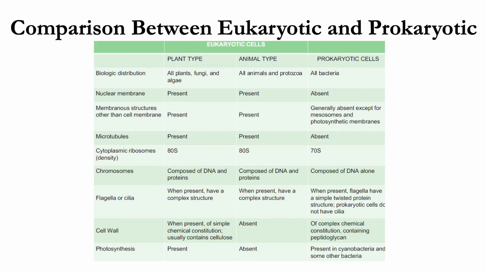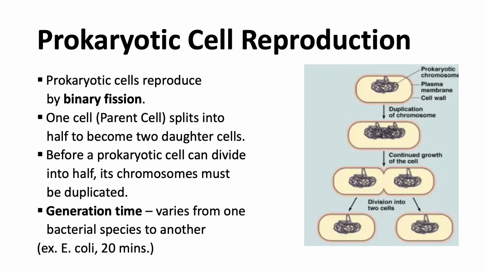This is a summary of the eukaryotic and prokaryotic cells that we have discussed earlier. Prokaryotic cell reproduction is quite simple when compared with eukaryotic cell division. Prokaryotic cells reproduce by a process known as binary fission, in which one cell splits in half to become two daughter cells. Before a prokaryotic cell can divide in half, its chromosome must be duplicated so that each daughter cell will possess the same genetic information as the parent cell.